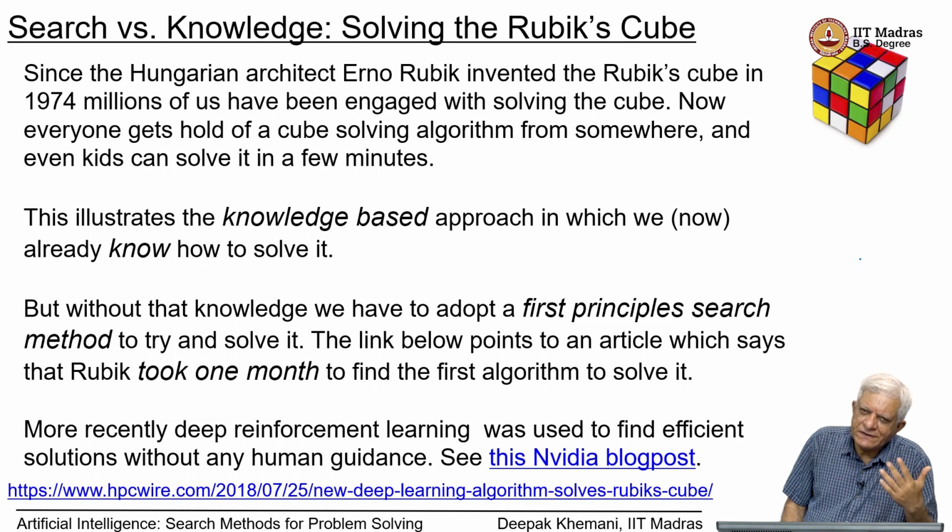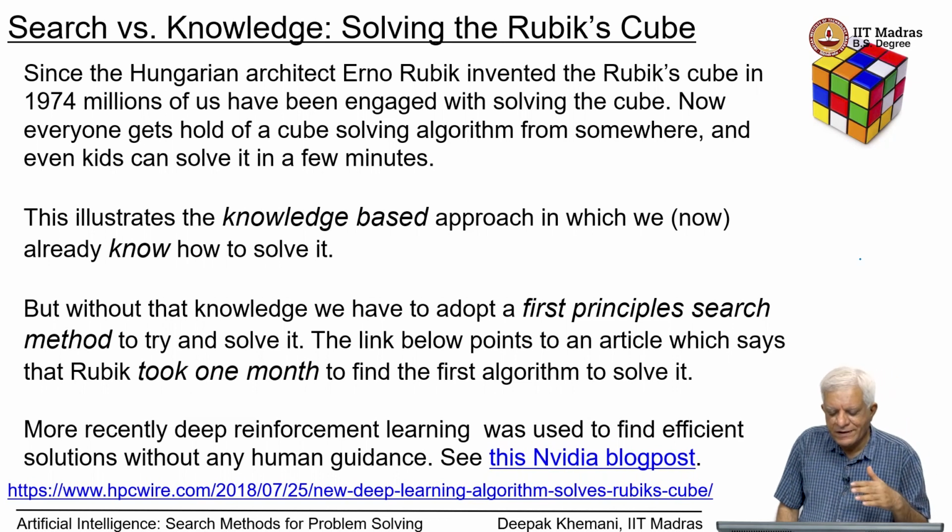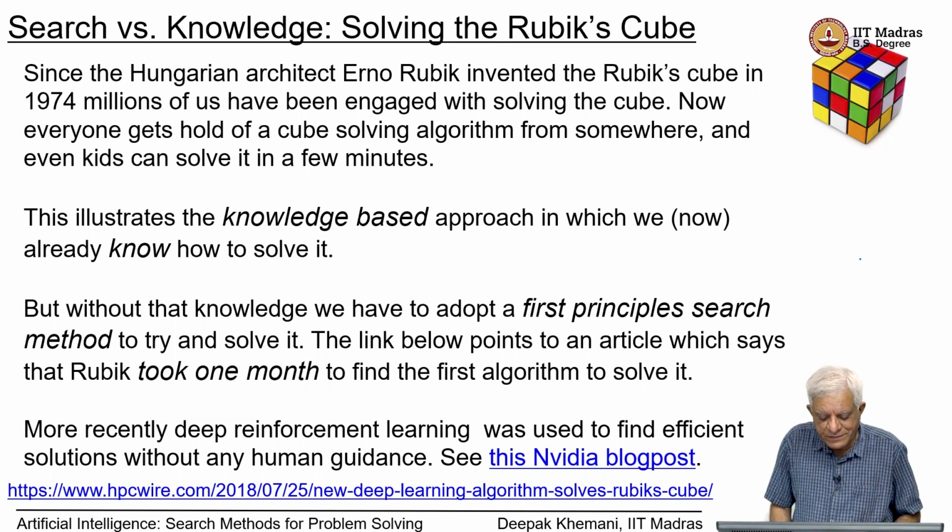Earlier form of learning that we said deep learning was that you give labeled examples. This is the image, this is the class label, this is the image, this is the class label. Reinforcement learning does away with this human input and tries to learn from first principles by itself. And there is a post by NVIDIA which talks about this algorithm.